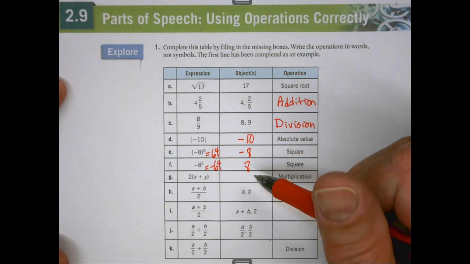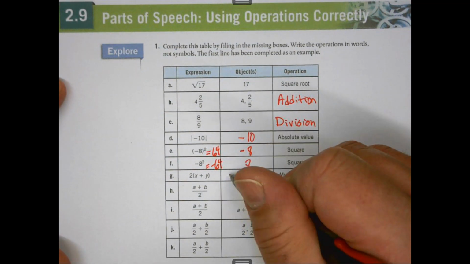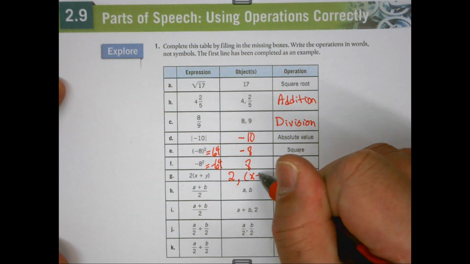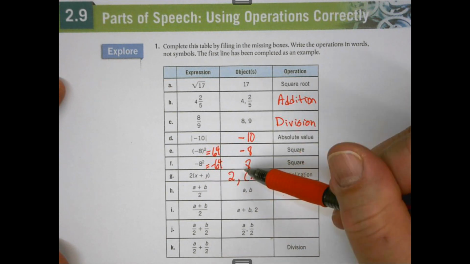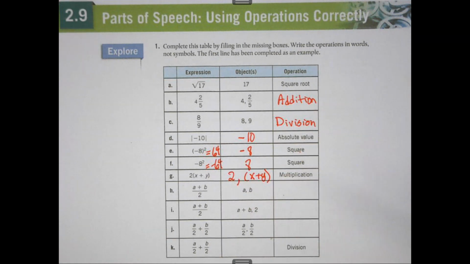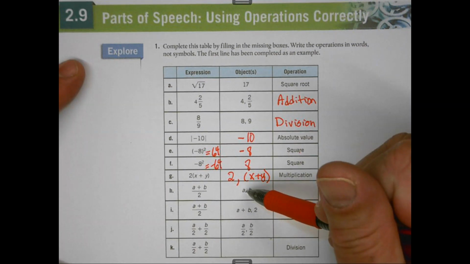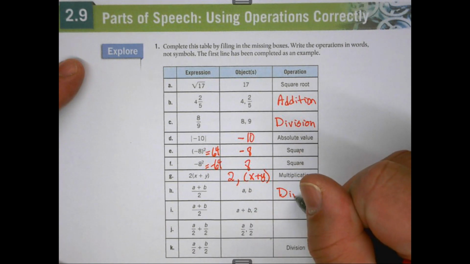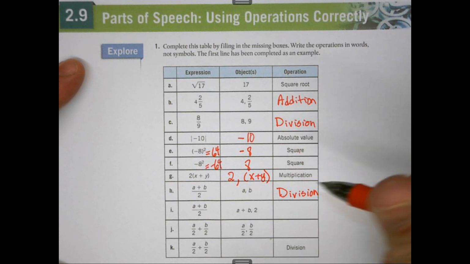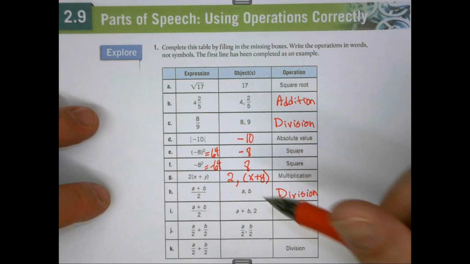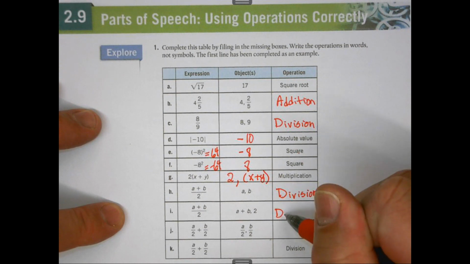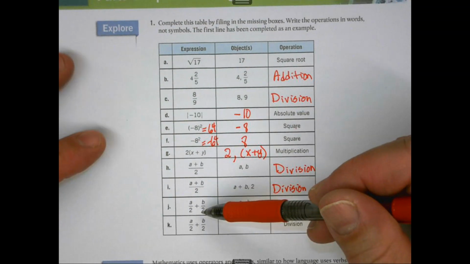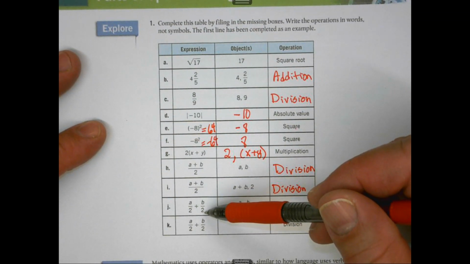Okay, multiplication. Here we have 2, comma, the quantity x plus y. And when we put that 2 in front of it, we have multiplication. You would use the distributive property. Here we have a and b. We're actually dividing by 2. So here we have division. Here we have a plus b and 2. Again, it's division. Here we have a divided by 2 plus b divided by 2.